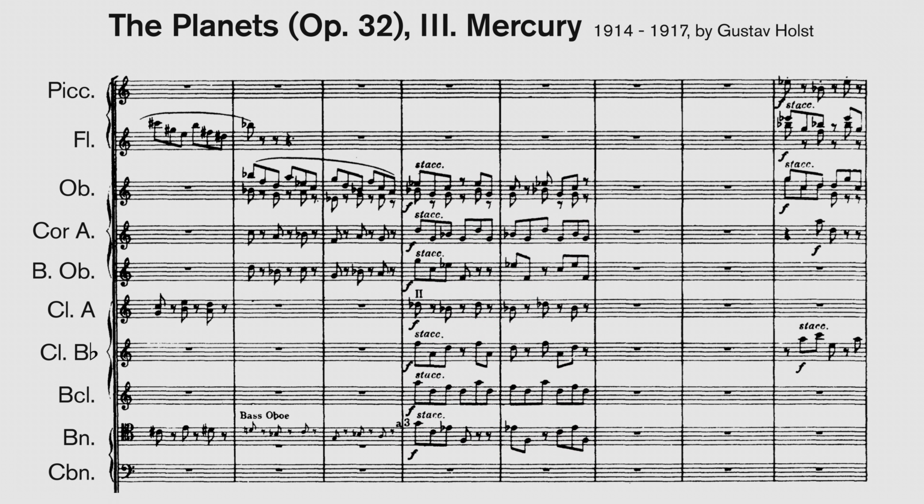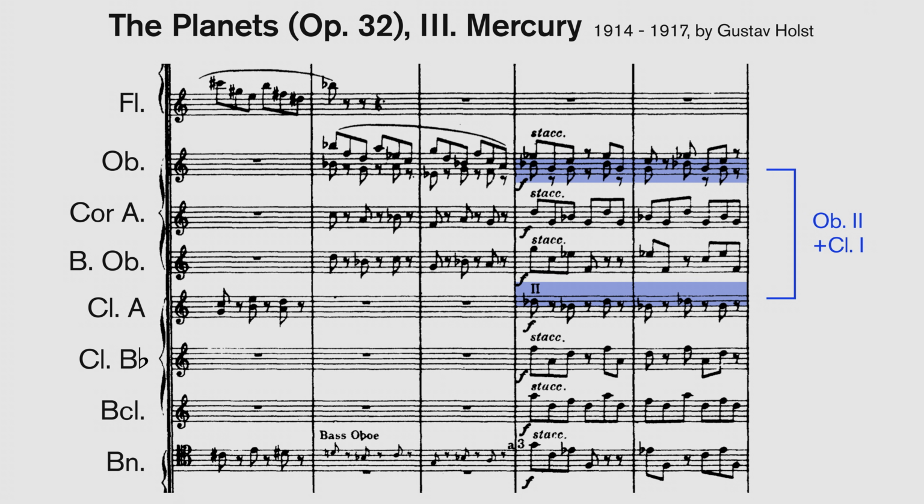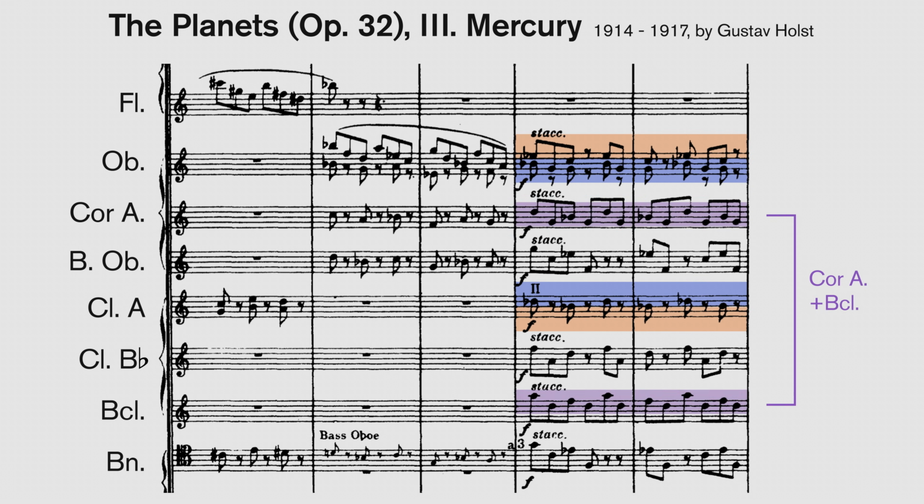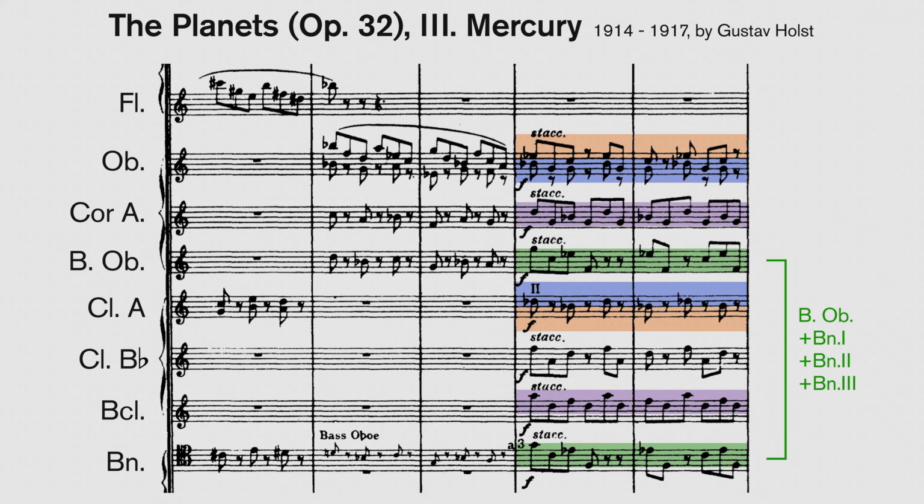Not only that, they're doubled within themselves, 2 instruments to a part, disguising any one instrument from shining through. Oboe 2 with clarinet 1, oboe 1 with clarinet 2, English horn with bass clarinet, and bass oboe with all 3 bassoons.